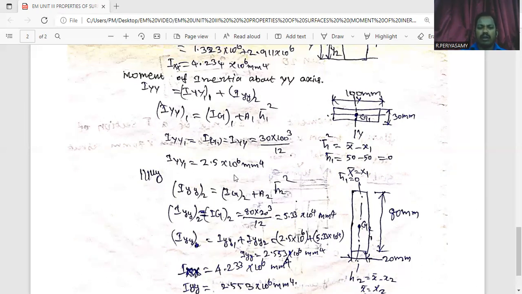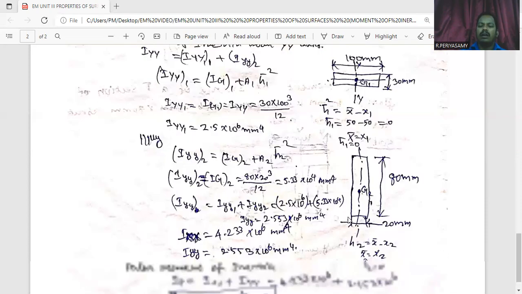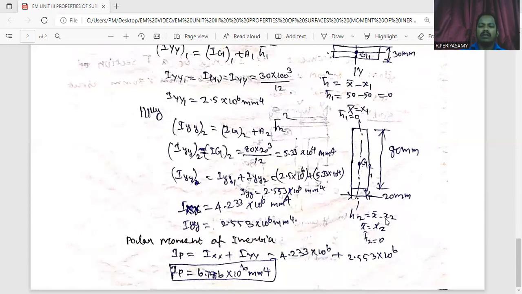Next, we find the moment of inertia about the y-axis of the second component. Here, Iyy2 equals Ig2 plus A2 H2 bar whole square. H2 bar is also 0 because H2 bar equals x bar minus x2. Here x bar equals x2: x bar is 50, so x2 is also 50. So 50 minus 50 is 0. H2 bar is 0, and 0 into anything is 0. Therefore, Iyy2 equals Ig2.